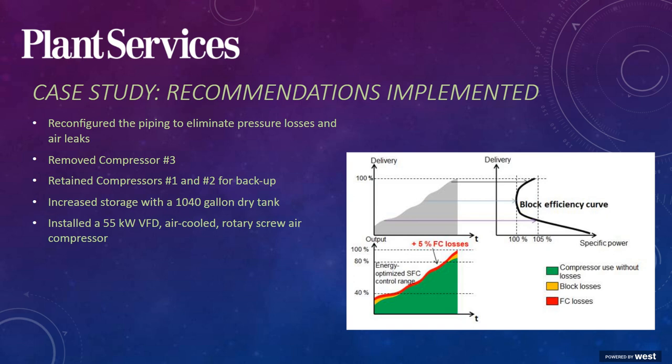Again, the piping was that critical component in the system's optimization. Creating that closed loop allowed for that proper air pressure downstream and required less work for the compressors.